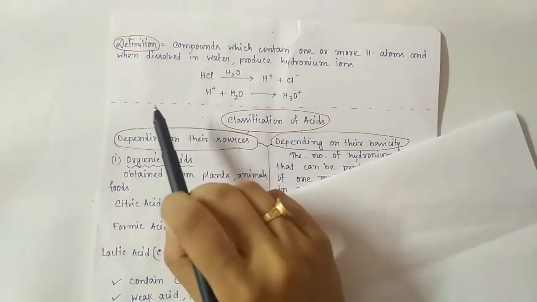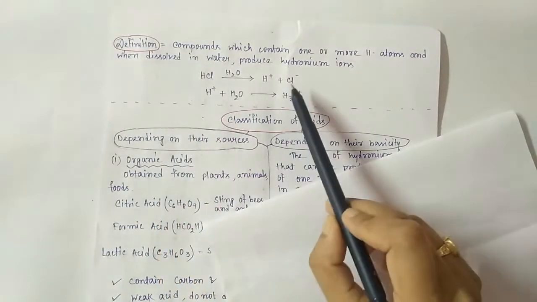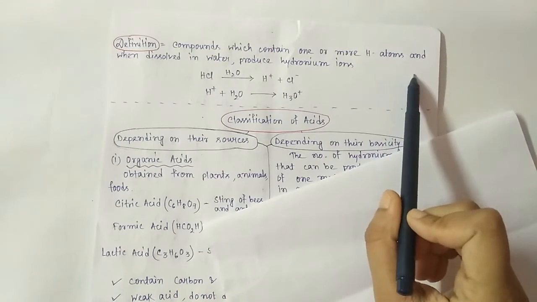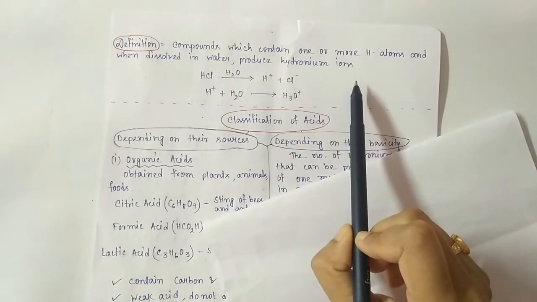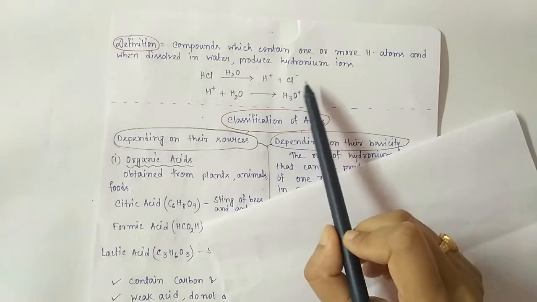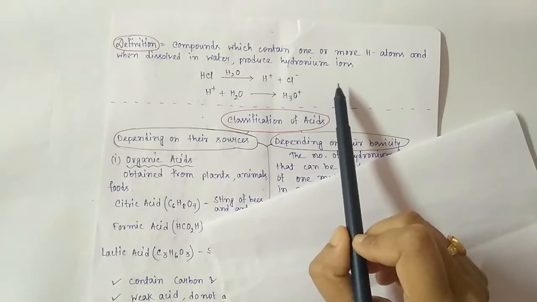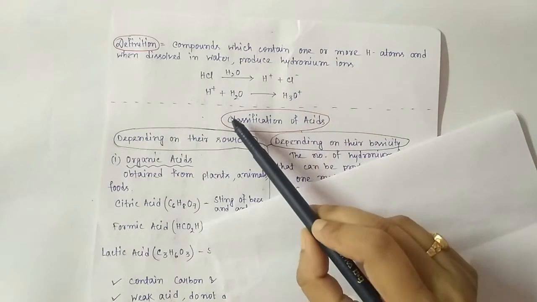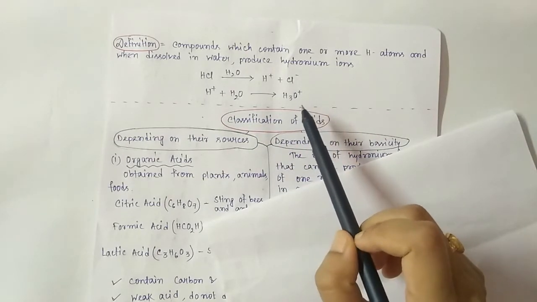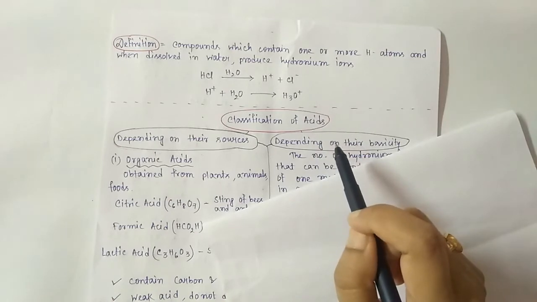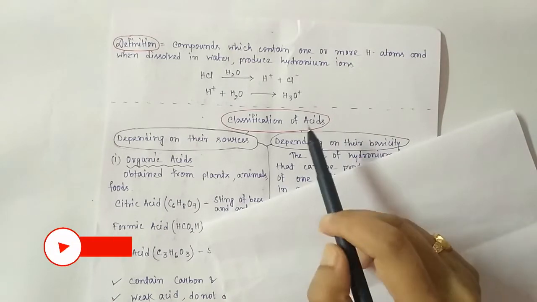So let's start with the definition of acids. Compounds which contain one or more hydrogen atoms and, when dissolved in water, produce hydronium ions are called acids. What hydronium ions are and how they form, we have discussed earlier. I hope you watch that video, where I discussed hydronium ions in the chemical bond video.